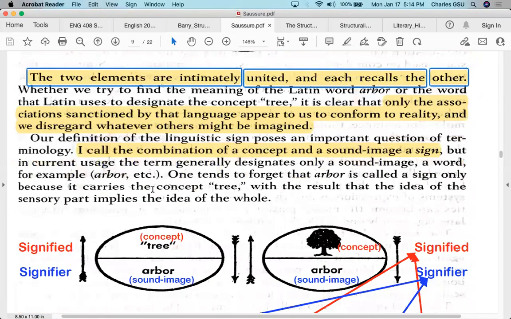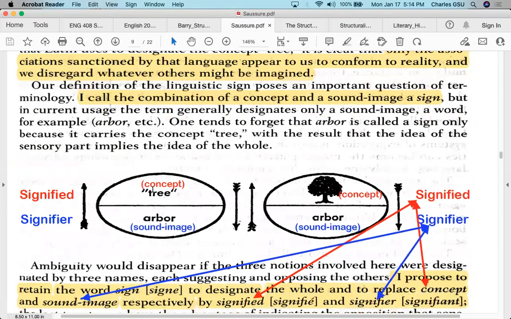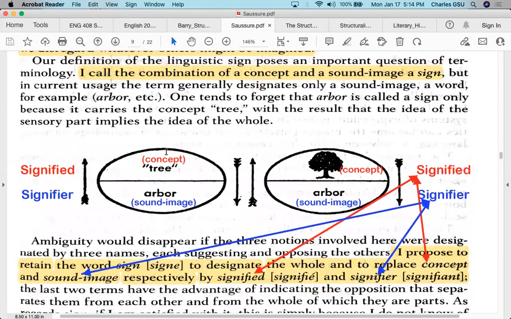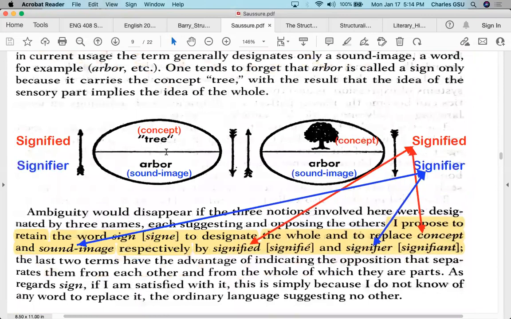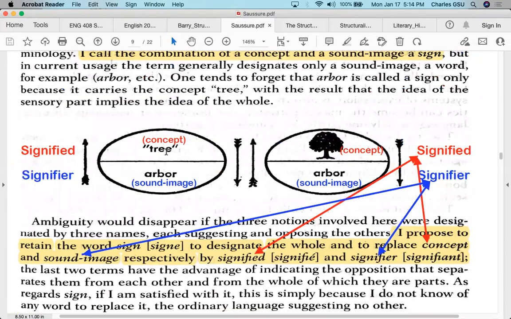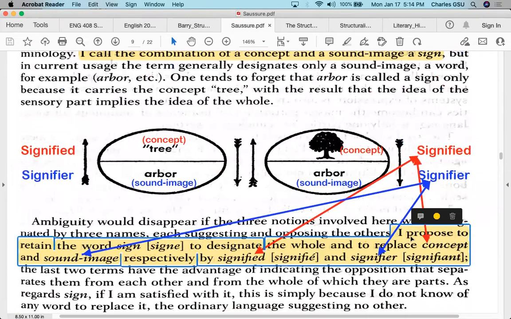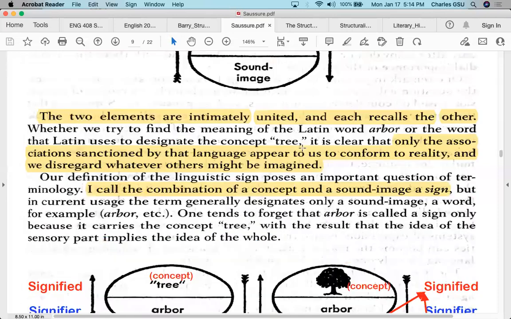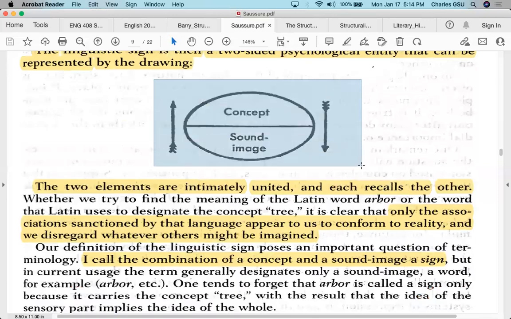So using this example of the tree, this is on page 853 at the bottom. He's going to say here, I propose to retain the word sign. So he gives the French, signe, the word sign to designate the whole, to designate both things. And that is, this whole thing is the sign, okay?